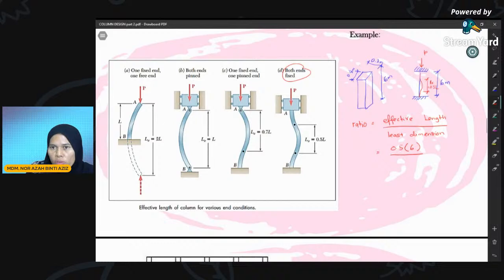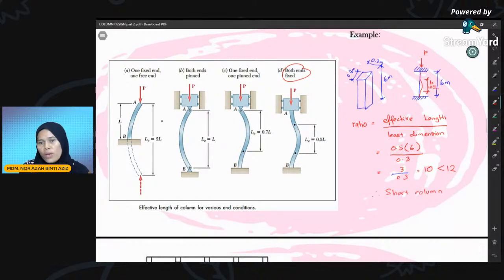Between 0.3 and 0.4, the least one is 0.3, right? So we have 3 divided by 0.3, so the answer is 10. We know 10 is less than 12, so this column is a short column. Why? Because the slenderness ratio is less than 12.